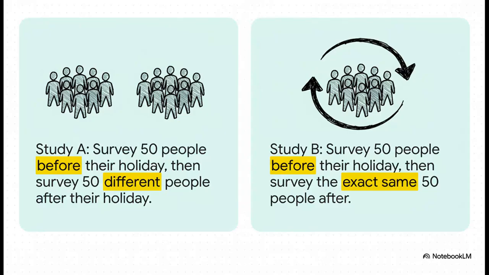Okay, check this out. Over on the left, you've got Study A. We find 50 people who are about to head out on vacation, and we measure their stress. Then we find 50 completely different people who just got back from a trip, and we measure their stress. See that? Two totally separate, unrelated groups. Now look at Study B on the right. Here, we measure the stress of 50 people, they go on their trip, and then we track down those exact same 50 people and measure their stress again when they get back.